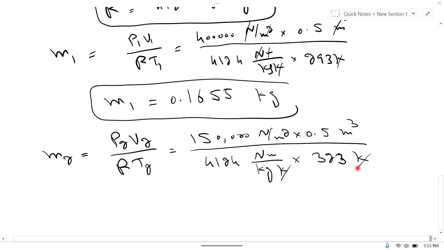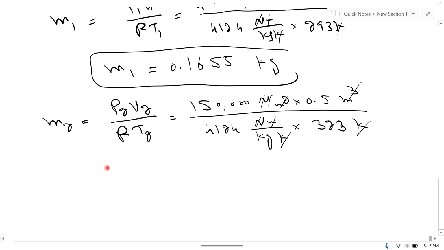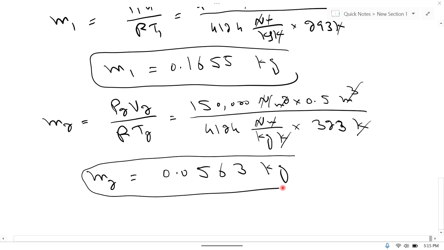Kelvin will be cancelled with Kelvin, Newton with Newton. Per meter and per square meter is per cubic meter. So per cubic meter will be cancelled with meter cube. So per kilogram will be in the numerator in double division. So M2 will be equal to 0.0563 kilogram.